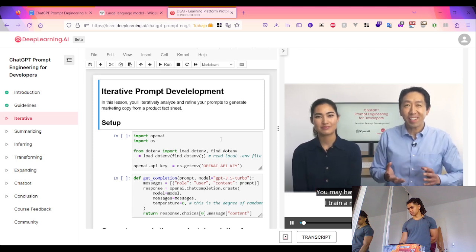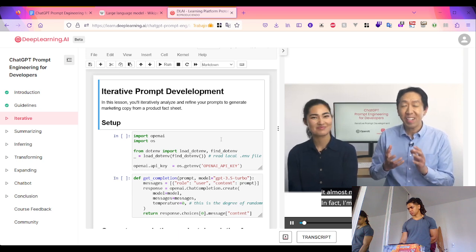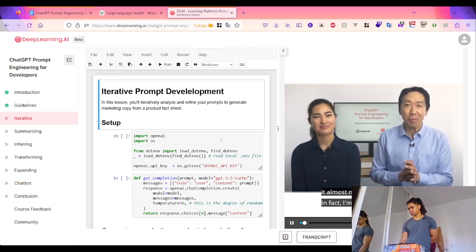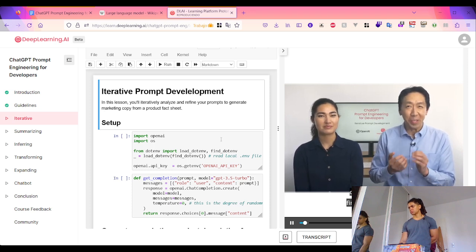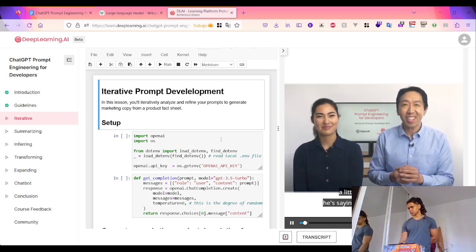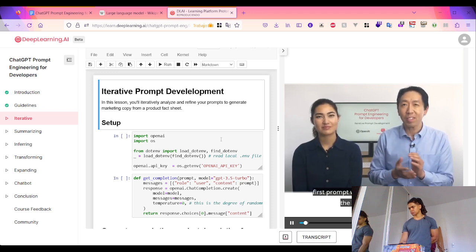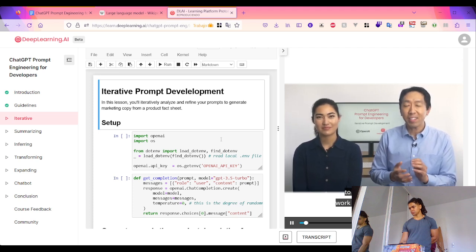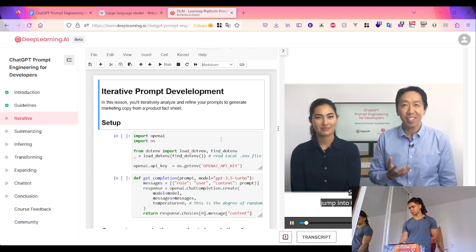You may have heard me say that when I train a machine learning model, it almost never works the first time. In fact, I'm very surprised if the first model I trained works. I think with prompting, the odds of it working the first time are maybe a little bit higher, but as Isa is saying, it doesn't matter if the first prompt works. What matters more is the process for getting to prompts that work for your application. So with that, let's jump into the code and let me show you some frameworks to think about how to iteratively develop a prompt.